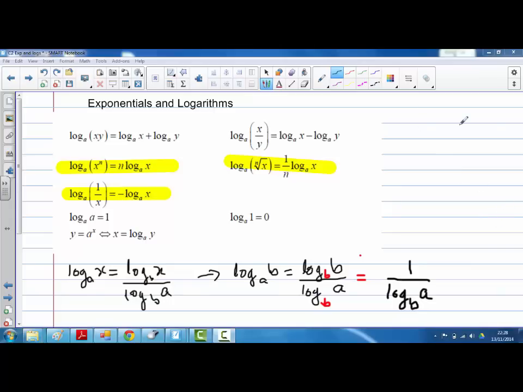Hi there, in this video I'm going to go over exponentials and logs and focus on the laws of logs. Let's just start by going over what the laws are and then look at a few examples of how we can use them to solve for x.